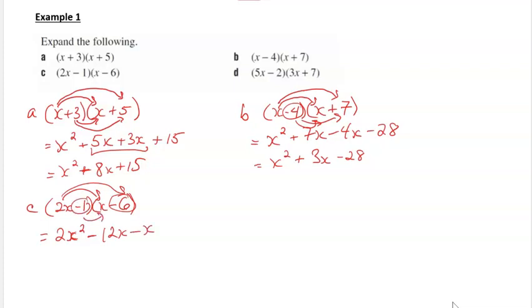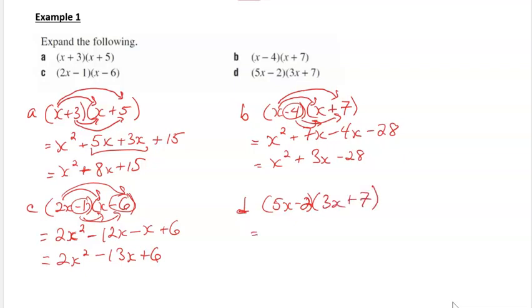So we take away 1x, we don't write the 1. And then we have negative 1 times negative 6. Negative times negative makes a positive, so we get positive 6. This is where we often get tripped up. 2x squared, minus 12x minus another x is 13x, plus 6. That's C. And then finally we have D, 5x minus 2, and that's multiplied by 3x plus 7.